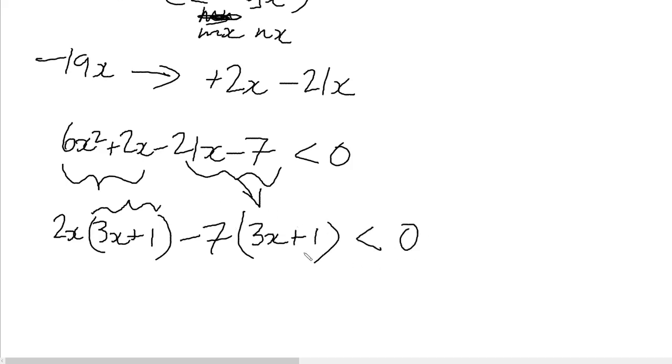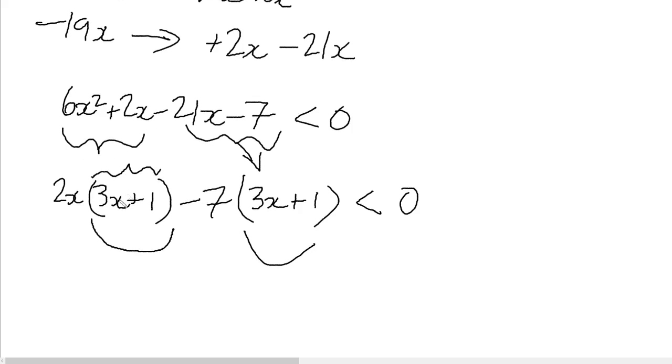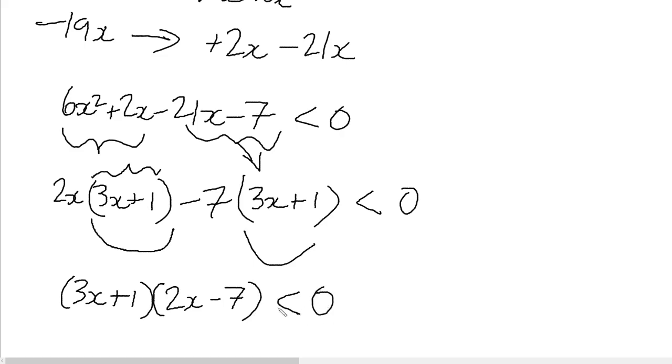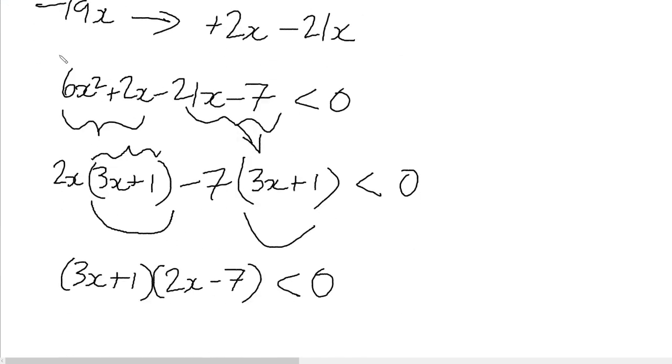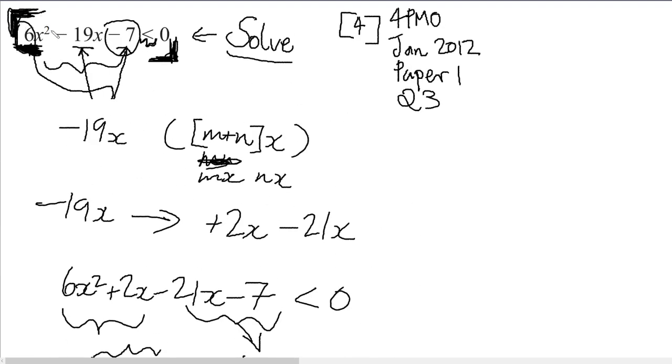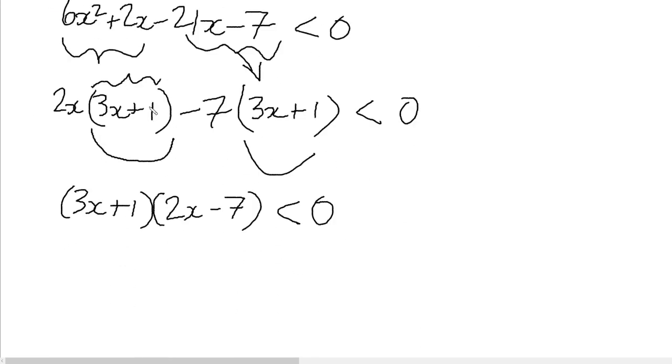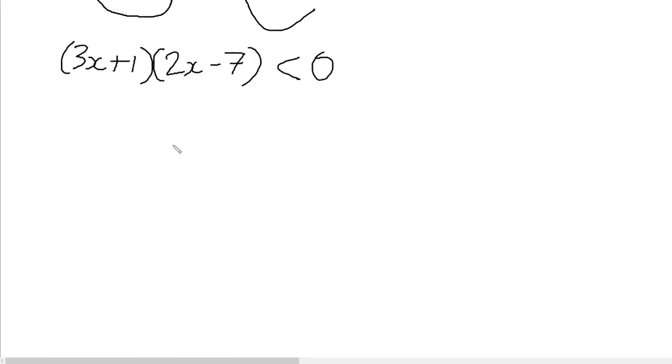So now you know that this is less than 0. You can factor out this entire thing. You can factor out this 3x plus 1 from the entire expression, and you'll get 3x plus 1 multiplied by 2x minus 7 is less than 0. Alright? So that's sort of the hard part to this question, that you've changed this function into a factored form from which you can finally extract the roots.